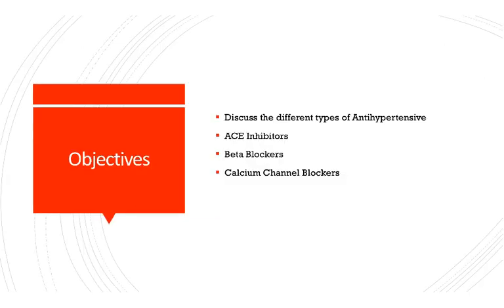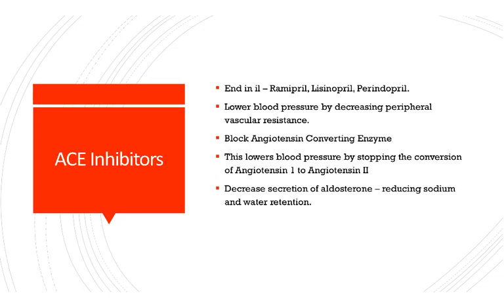The objectives of this lecture are to discuss the different types of antihypertensives, but we're going to focus on the three main types here. We're going to look at ACE inhibitors, beta blockers and calcium channel blockers. Those are the three main types of antihypertensives that you will come across in the acute setting. So first of all, we'll have a look at ACE inhibitors.